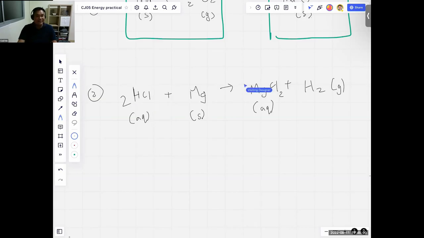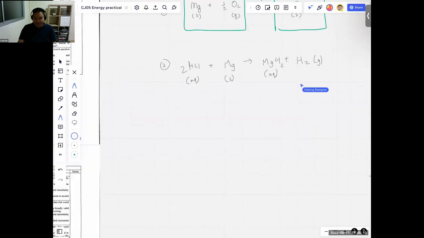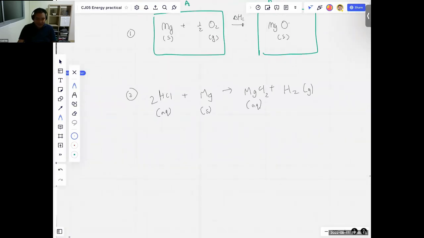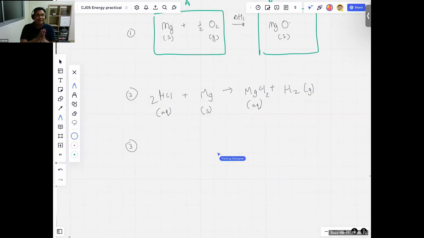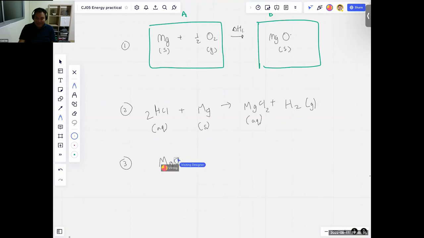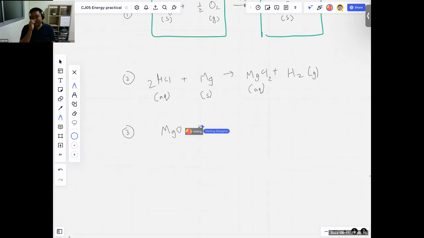H2 is a gas, correct? Yes. Then number three. Is it using the leftover MgCl2? No. MgO. Yeah. MgO is HCl. And this one, we call it delta H2.